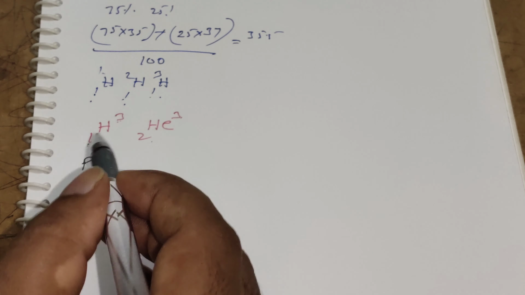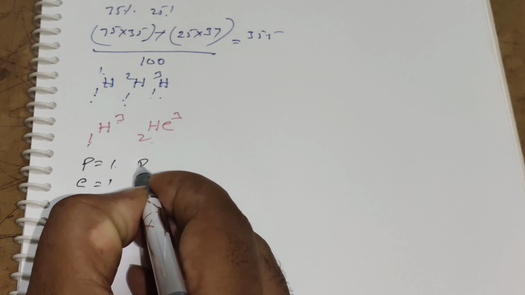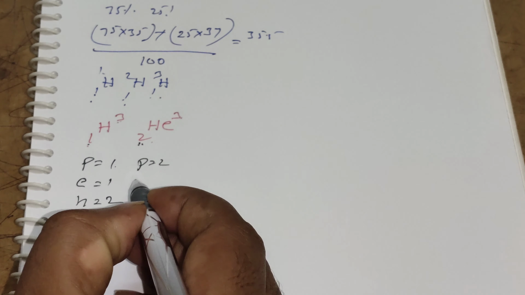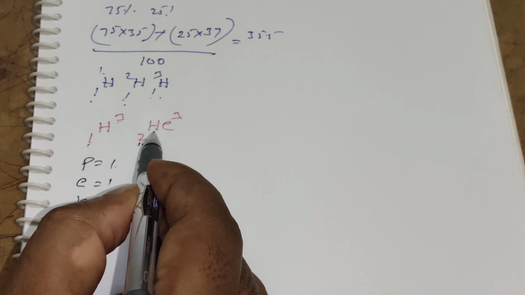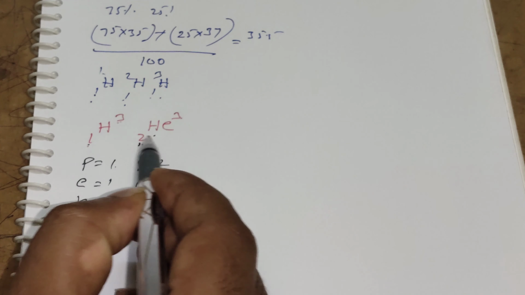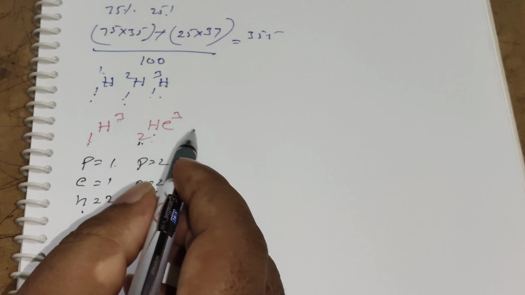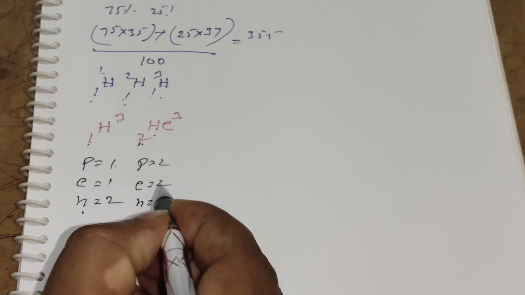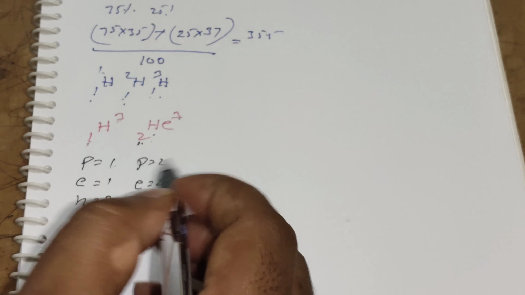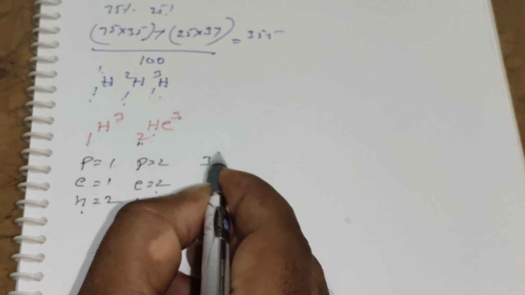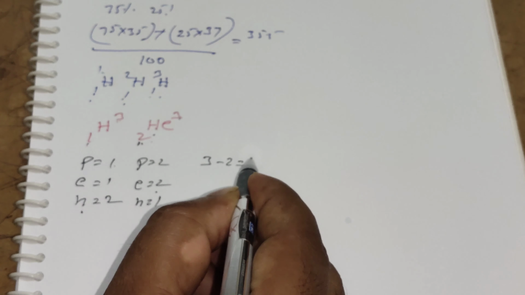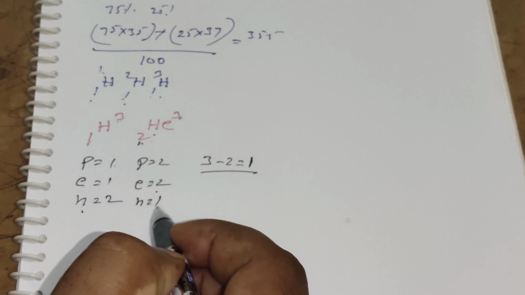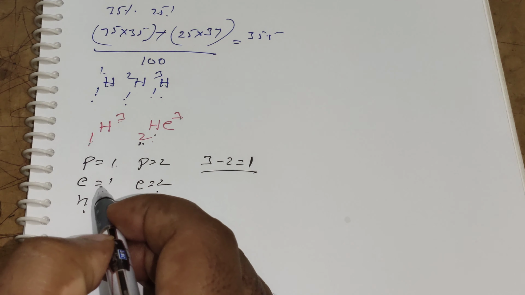Whereas in helium, the number of protons is 2, that is the atomic number, and the number of electrons is 2. Why? Because in a neutral atom, the number of protons present equals the number of electrons present. And the number of neutrons is only 1. Why? Because the mass number is 3 and the atomic number is 2. From the mass number we subtract the atomic number to get the number of neutrons, so it is 1, and this is one example of isobars.